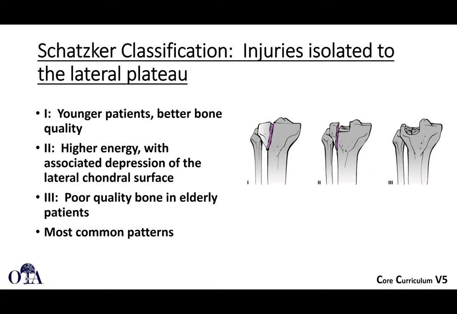And in type 3s, you more often see these in elderly patients where you sort of just get this failure of the subchondral bone, and you don't typically get a real appreciable split.